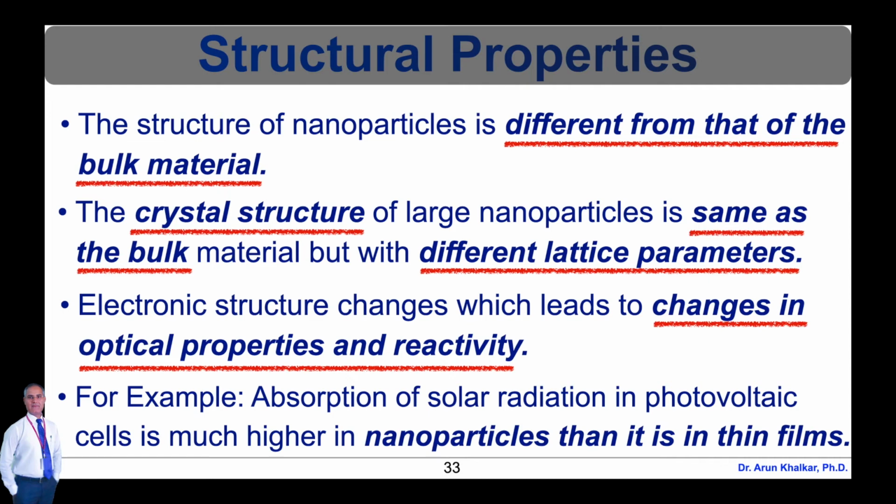Research has also demonstrated that absorption of solar radiation in photovoltaic cells is much higher in nanoparticles than it is in thin films of continuous sheets of bulk material. This is because nanoparticles are smaller and can absorb a greater amount of solar radiation. This is all about the structural properties of nanomaterials.